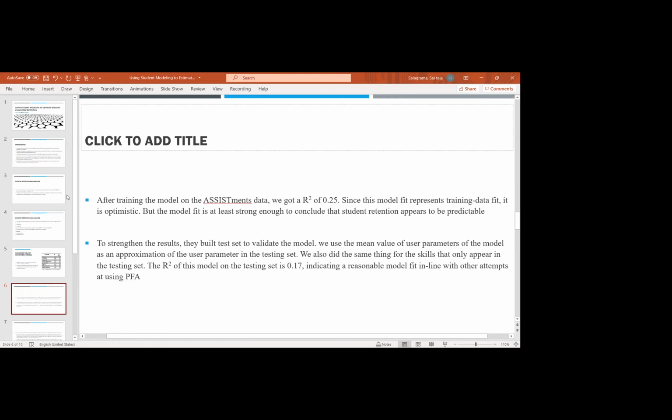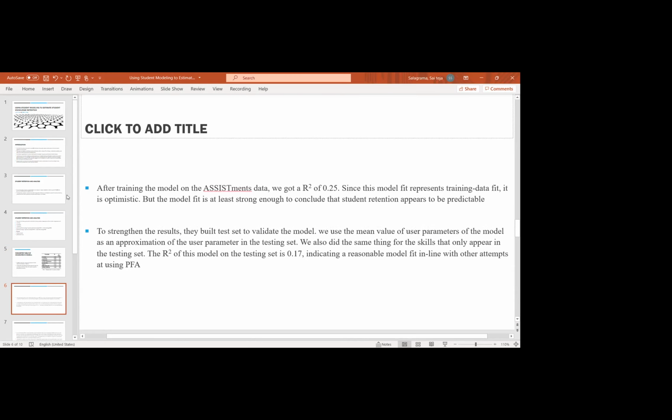So for the training assessment data, we got a retention of 0.25. Since the model is perfectly trained, it is least strong to be predictable. So to strengthen the results, they built a set to validate the model. We used the mean value of user parameters of the model as an approximation of the user parameter in the testing set. We also did the same thing for skills that only appear in the testing set.